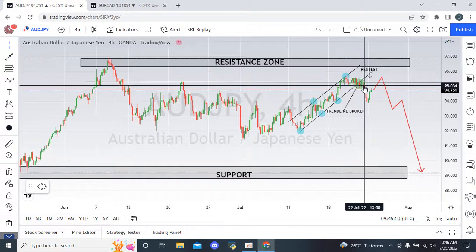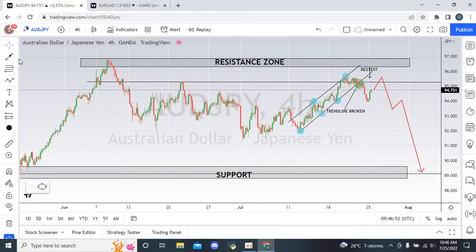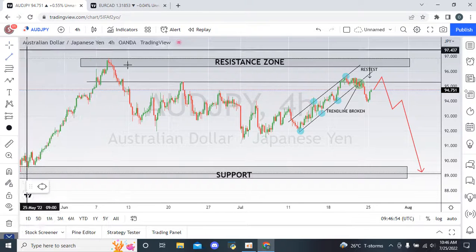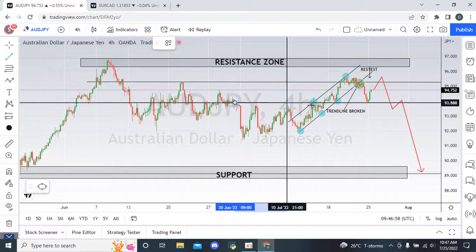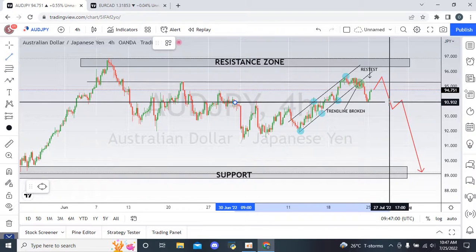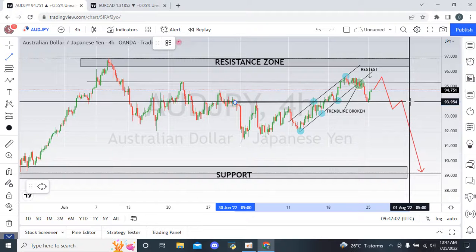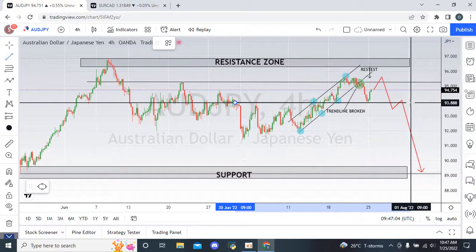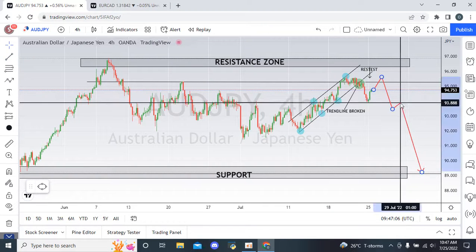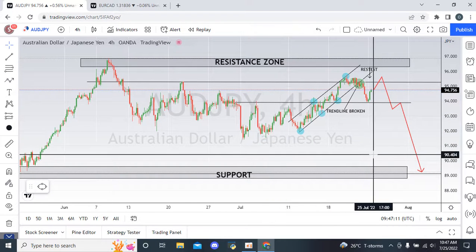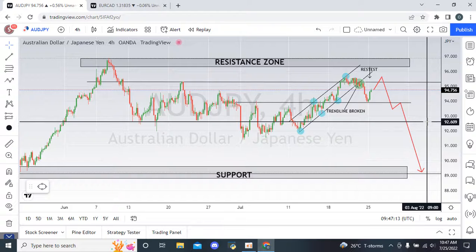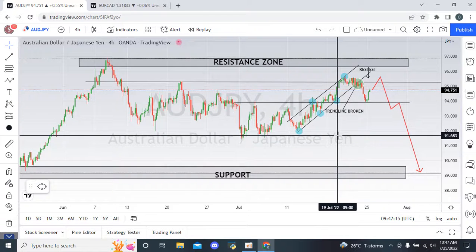The price broke out of the trend line, so right to this region, the price goes down to this region. This is the region that the price will come down to retest. Permit me to correct that. So this is what we should expect this week on AUDJPY.